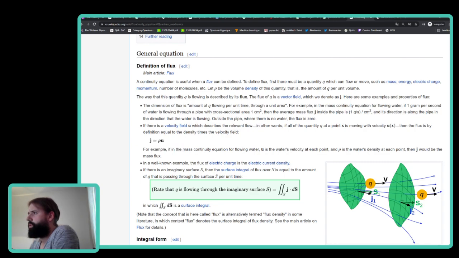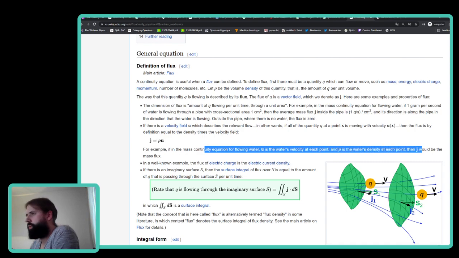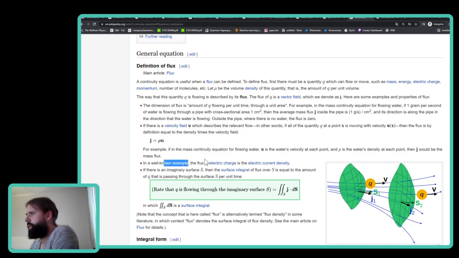For example, if there's a mass velocity at each point and there's a water density at the point, mass. In a well-known example, the flux of electric charge is electric current density. So you need to understand how much of something there is in that volume, and then at what speed this thing is traveling. Speed understood as a vector, right? And that's what defines the flux in the most simple uniform case.